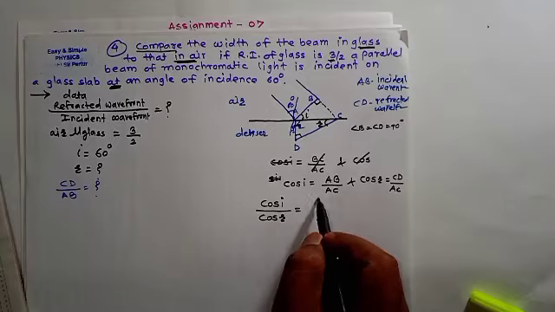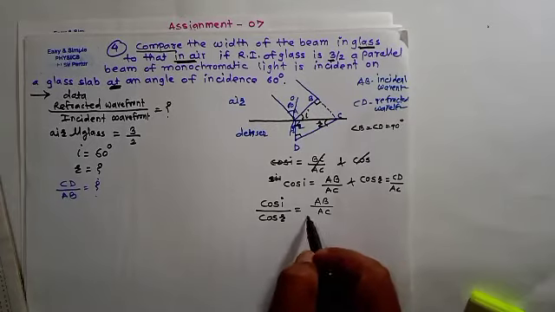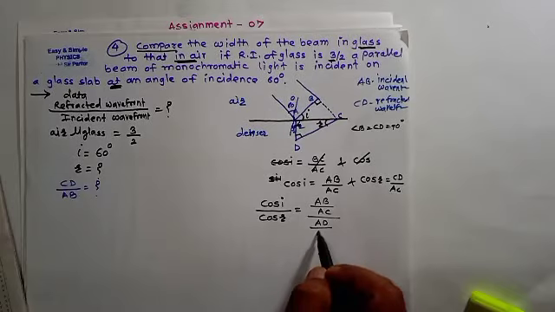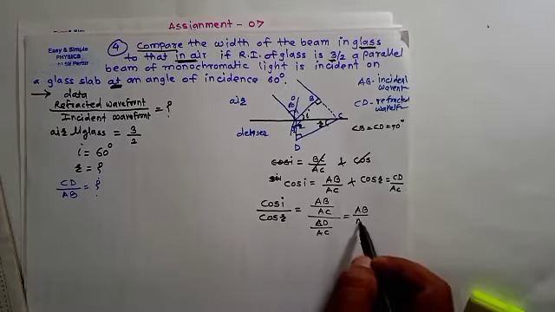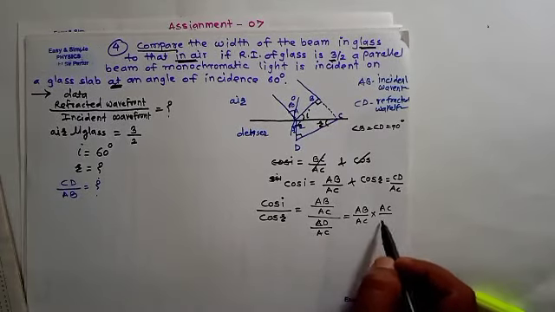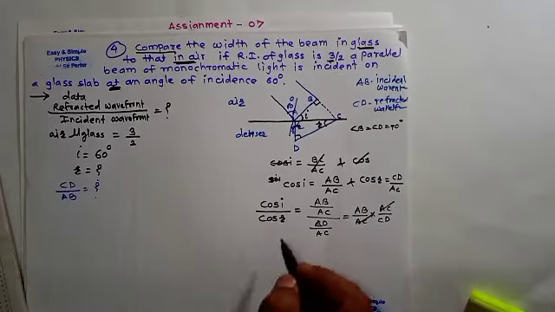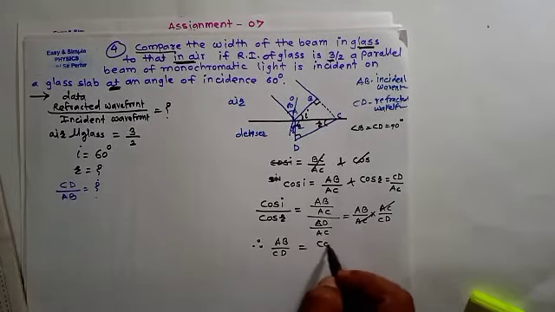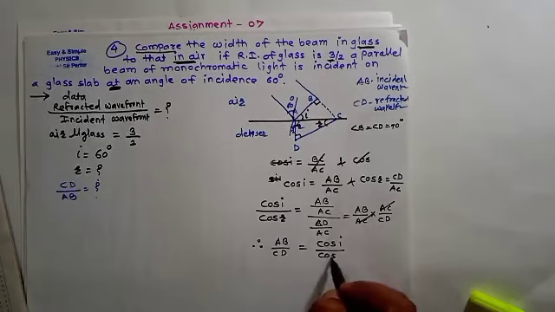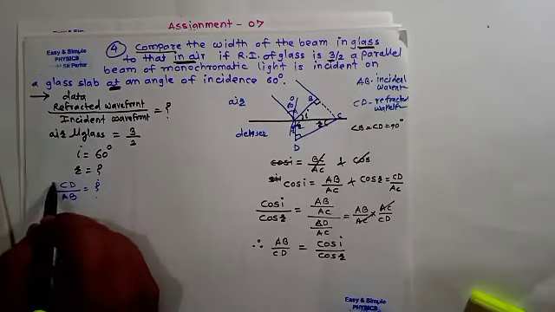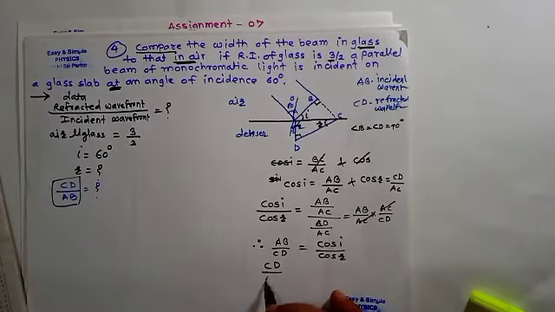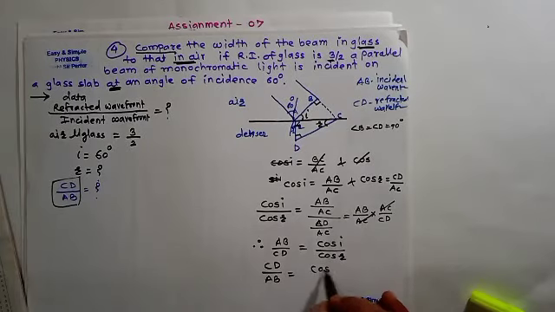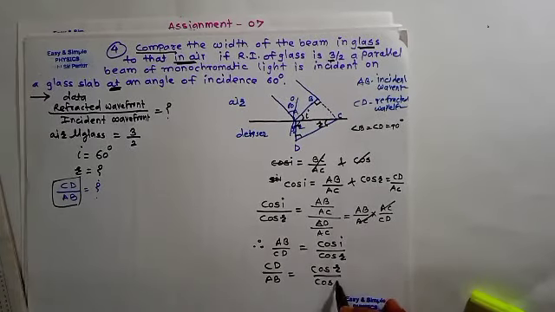Here we can use AB upon AC upon AD, sorry, CD upon AC, means AB upon AC multiplied by AC upon CD. AC gets cancelled. Therefore, AB upon CD is equal to cosine of I upon cosine of R. We can find out here CD upon AB. So CD upon AB is equal to cosine R upon cosine I.